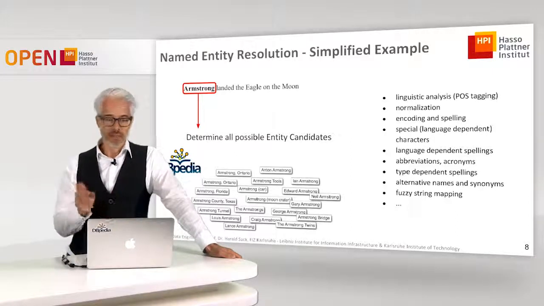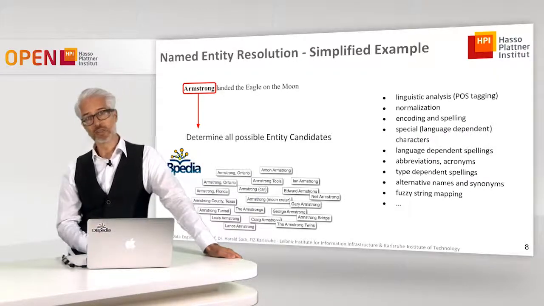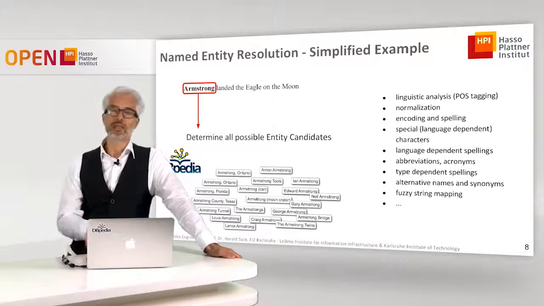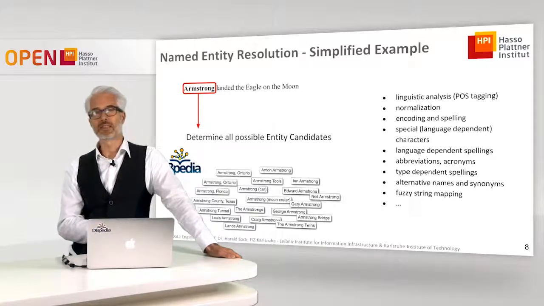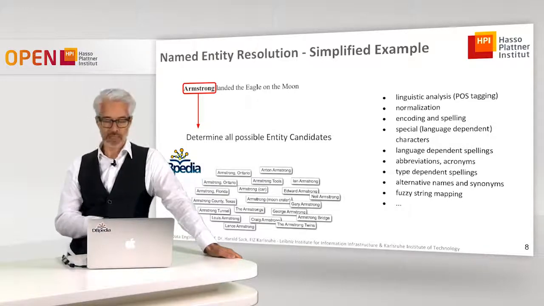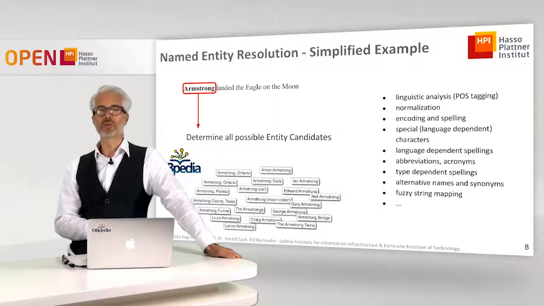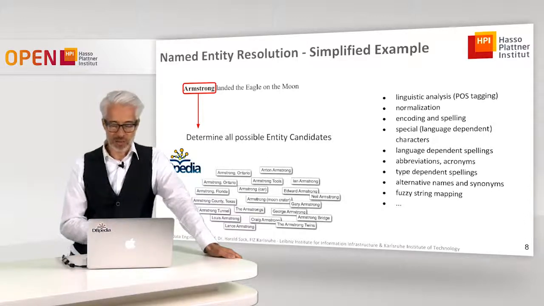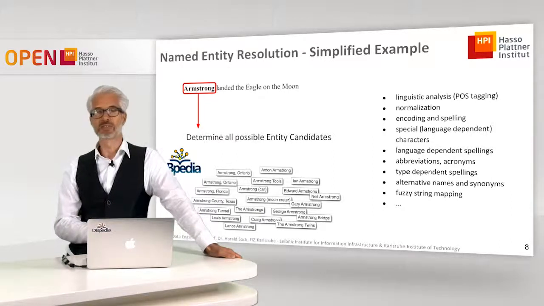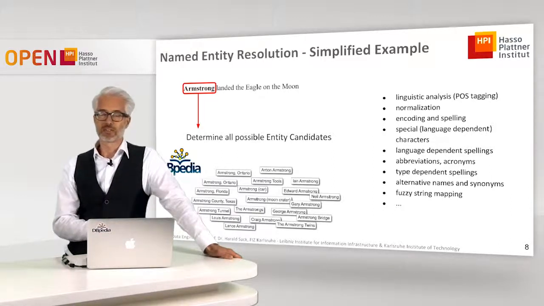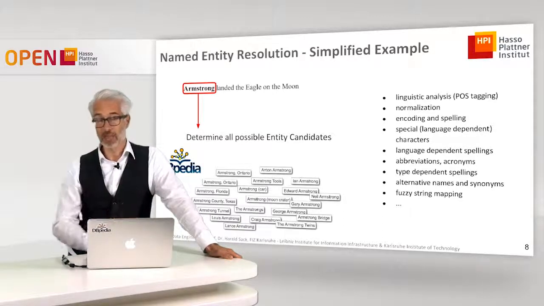And of course, then you do several other linguistic techniques, for example, normalization. If you have a plural form, you can lead it back to its normalized singular form. You have to look at different encodings and spellings. You have to take into account special language dependent characters sometimes. You have to think about abbreviations, about acronyms, about type dependent spellings, alternative names, synonyms. Fuzzy string mapping has to be applied. For example, if there are errors, of course, you can have a typo and stuff like that.